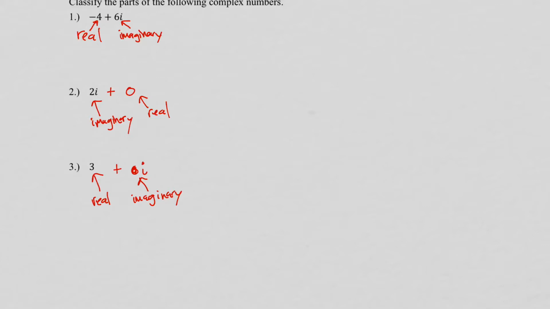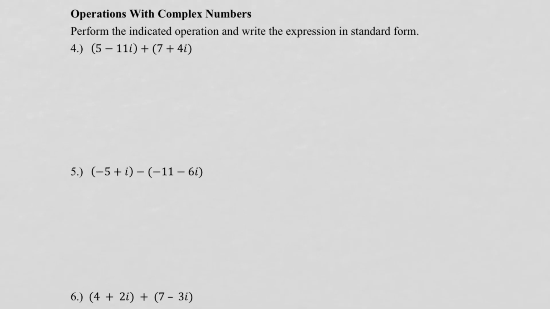Okay, so let's take a look at operations with complex numbers. And so the strategy here, we have two complex numbers being added together, or number 5, we're subtracting them. So basically, you want to combine like terms. That's our strategy.